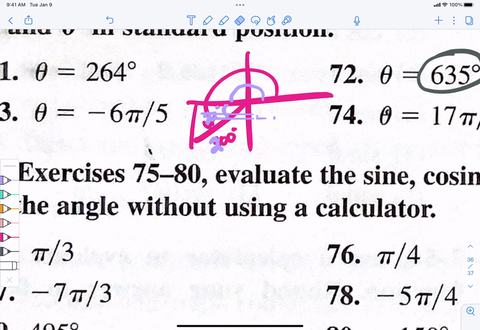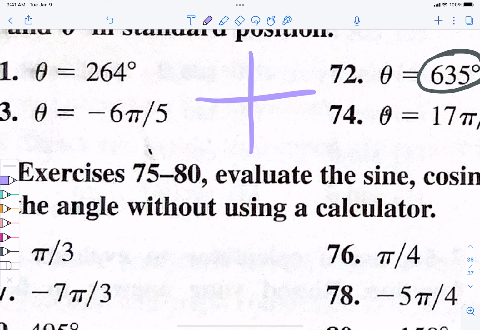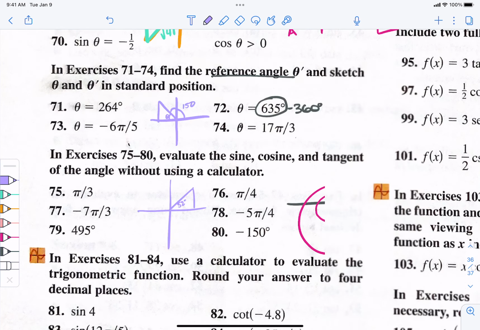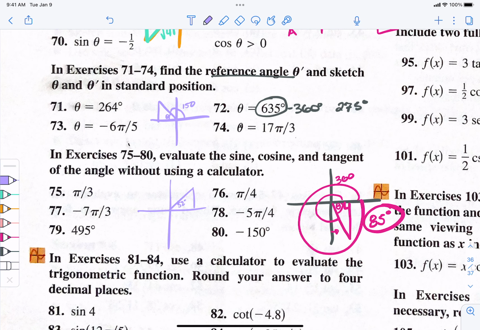If you're in the second quadrant, let's say 150. 150 is here. This angle right here would be 30, the rest of the way to 180. What happens if you're in the first quadrant? Like 52 degrees. It's its own reference angle. If you're in the first quadrant, you don't have to do anything funny. That was a lot of stuff all at once.